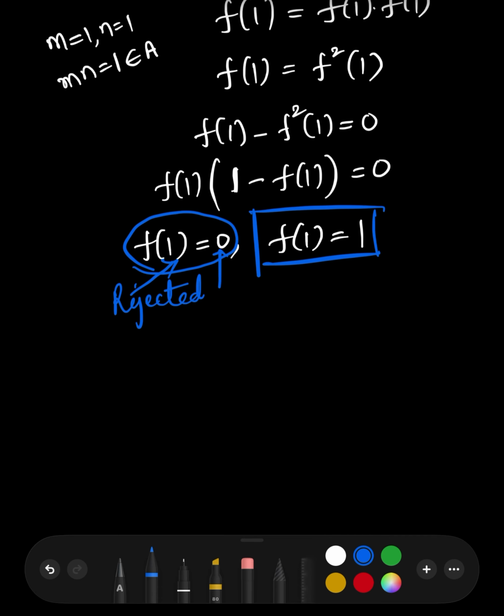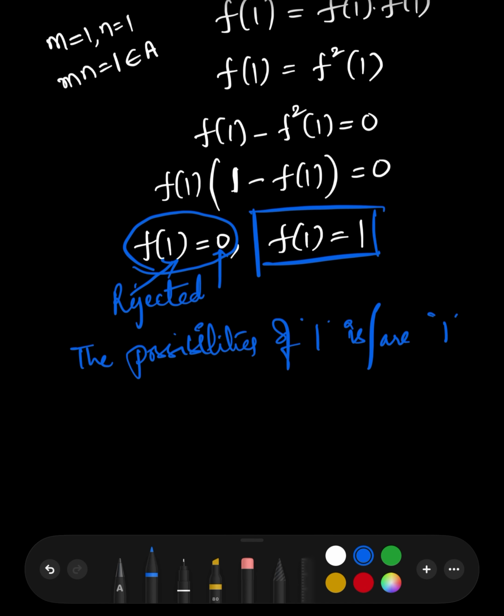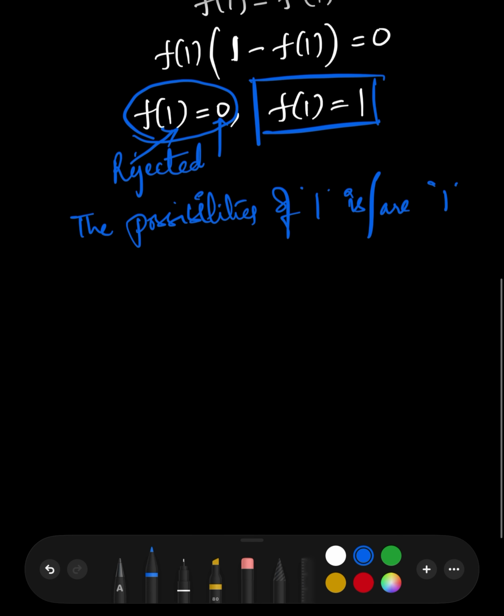So there is only one possibility for f(1), right? Now just move on to the case f(2).